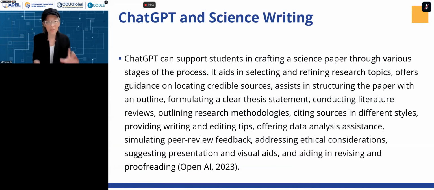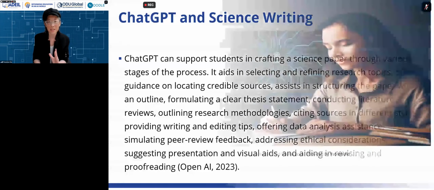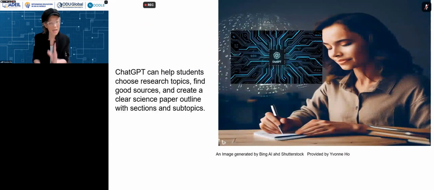And then ChatGPT can also support students in writing a science paper, where it aids in selecting and refining research topics, locating credible sources, assist in structuring the paper and outline, formulating a clear thesis statement, conducting literature reviews, outlining research methodologies, citing sources. Of course, if you're using just ChatGPT for citing sources, you still have to fact check ChatGPT, but there are other AI that's much better at sources.